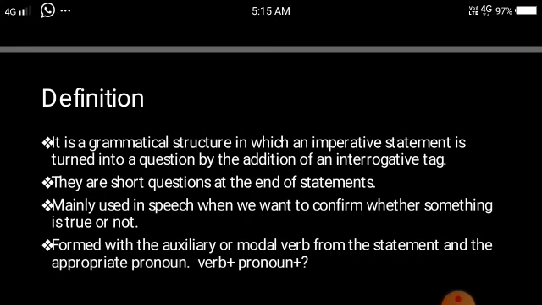Once again, let us look at it. We have plenty of time. This is a statement. At the end of it, you have the question tag. Haven't we?